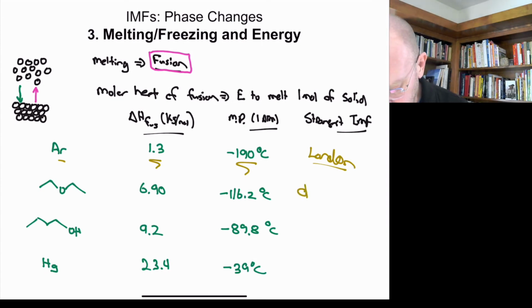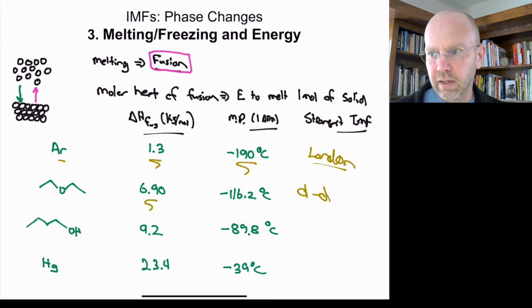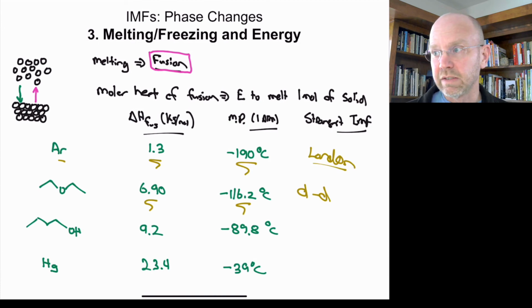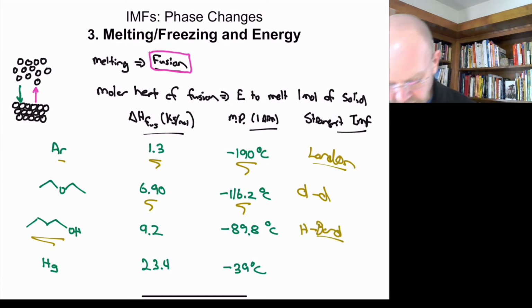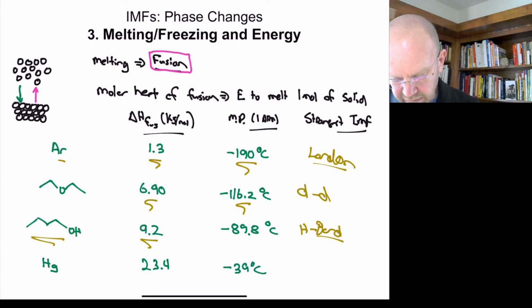Ether, right, we said had dipole-dipole forces, which is a stronger force. It has a correspondingly higher heat of fusion, takes more energy to move atoms, or in this case molecules, out of the solid into the liquid. And the temperature is also substantially higher, -116, right? So closer to 0. 1-butanol has hydrogen bonds as its strongest intermolecular force, right? So connecting back to intermolecular forces, its heat of fusion is higher, 9.2 kilojoules per mole, and there's a corresponding increase in the melting point temperature.